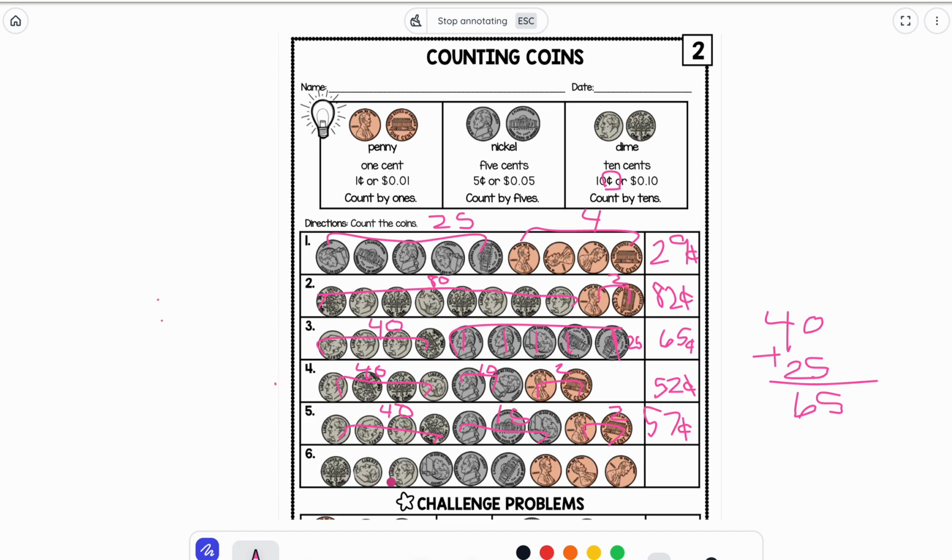All right, last one. Here we go. 3 dimes. 10, 20, 30. Nickels, 5, 10, 15. 1, 2, 3 pennies. 30 plus 15 is 45 plus 3, that's 48 cents. Please go ahead and check your answers and do whatever you need to do to fix them. 29, 82, 65, 52, 57, 48.